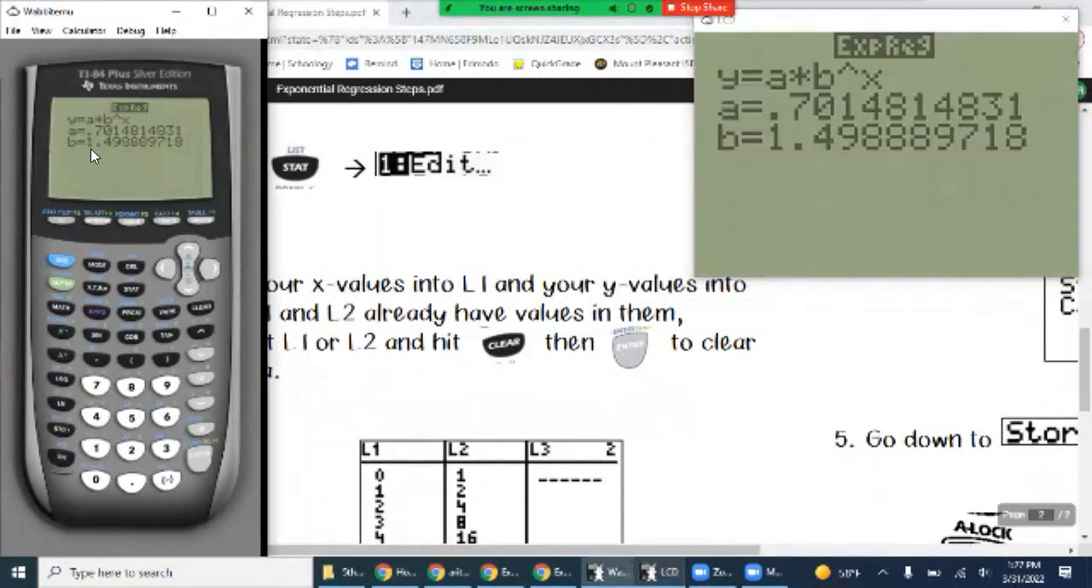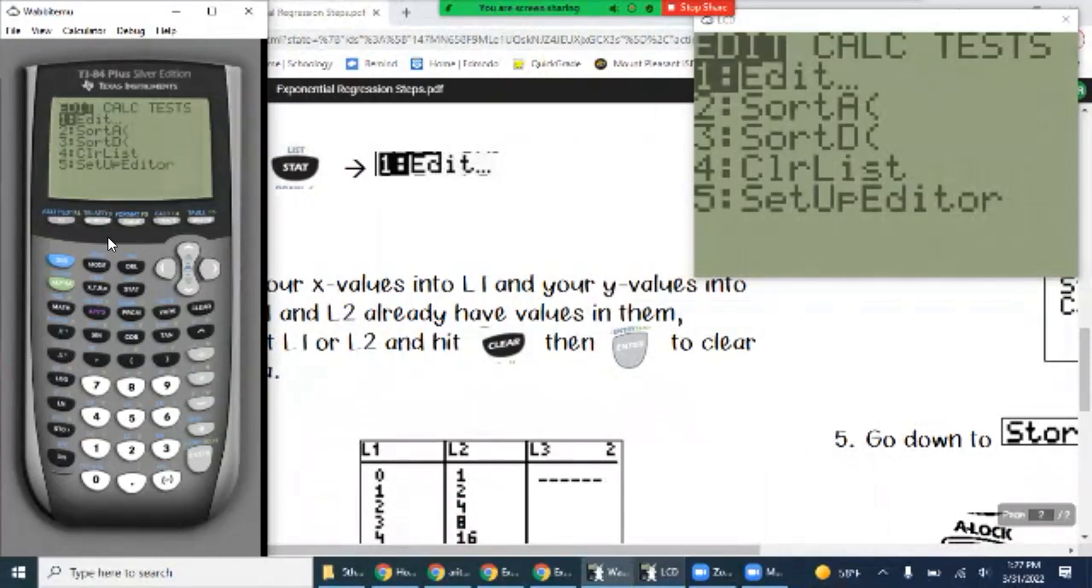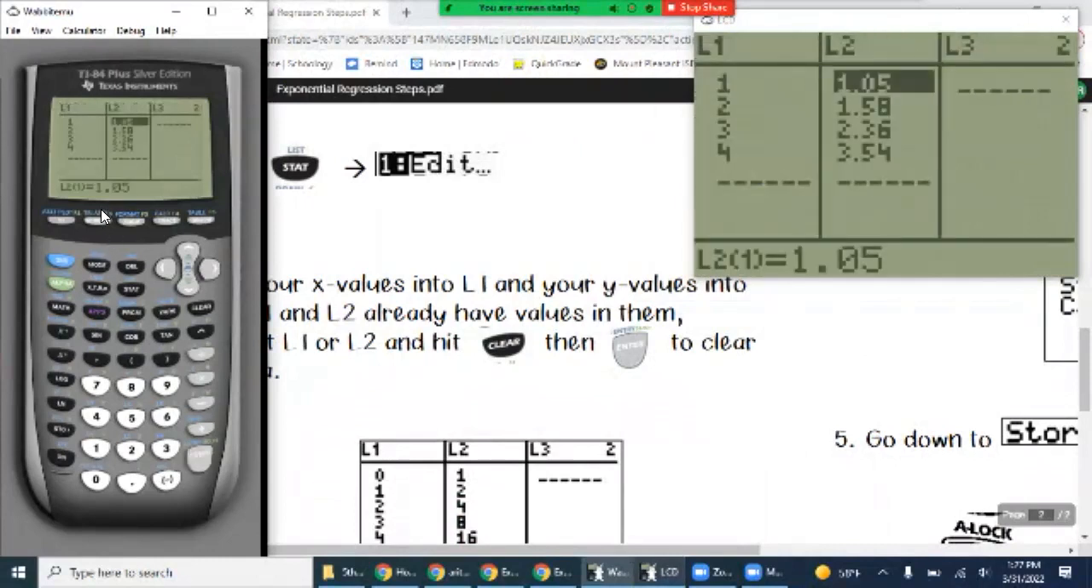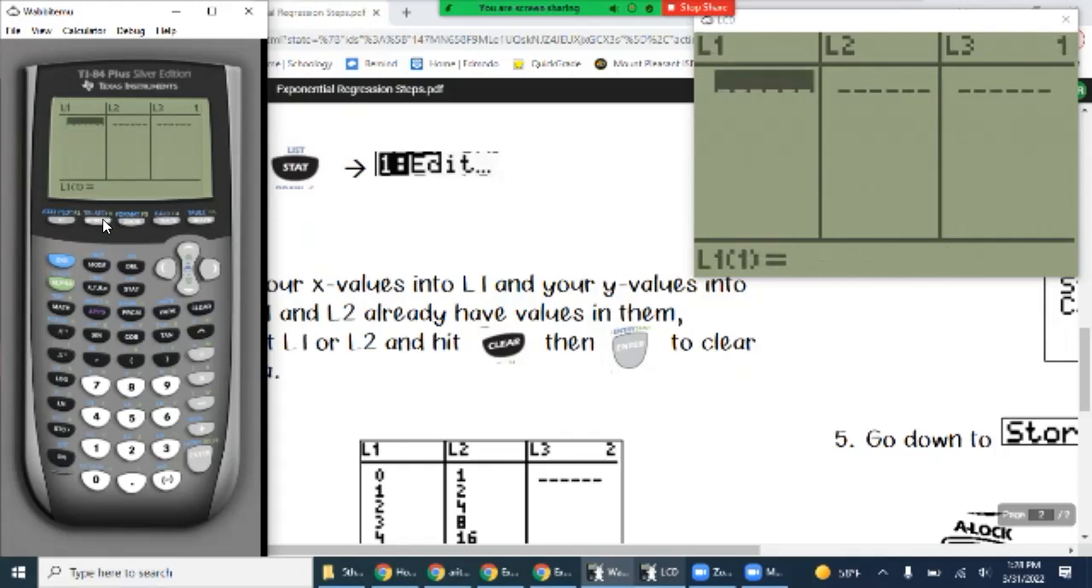Start off by pressing stat, edit, enter, enter. You're going to put your X values in L1, Y values in L2, but if they already have numbers in them, you clear them. You go up to highlight and then press clear, not delete. Go ahead and put your numbers in.